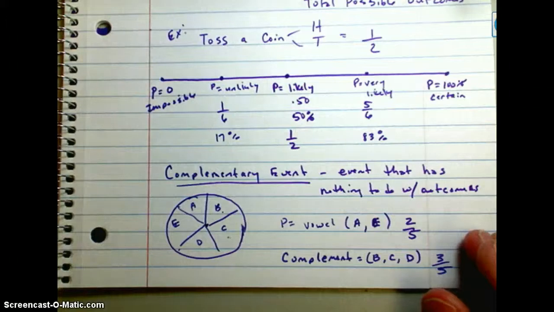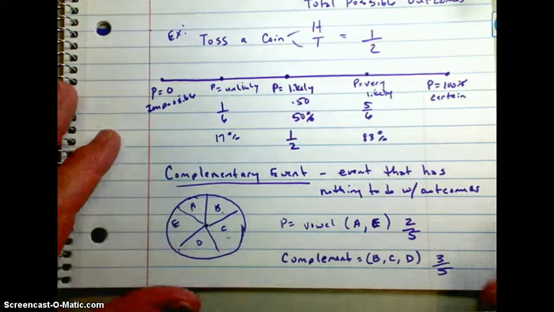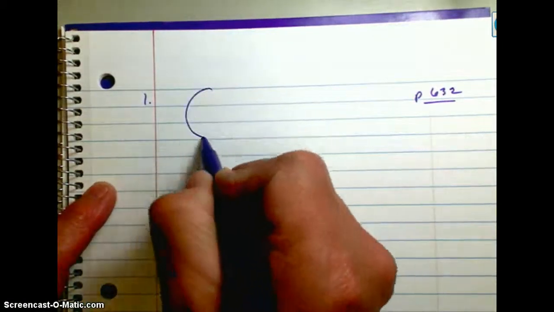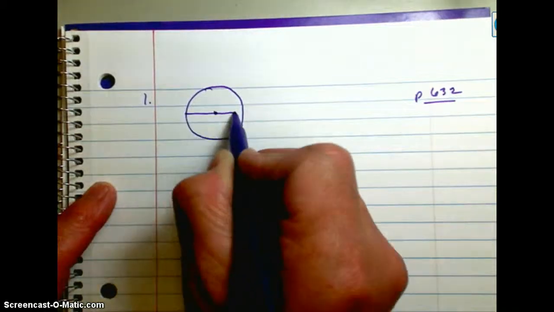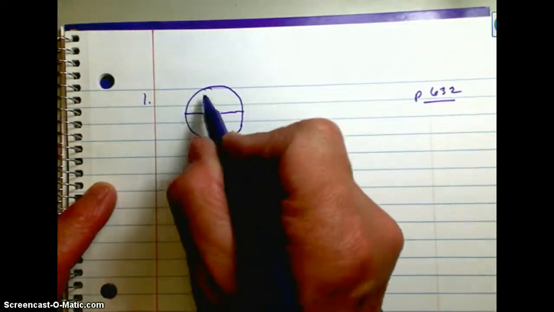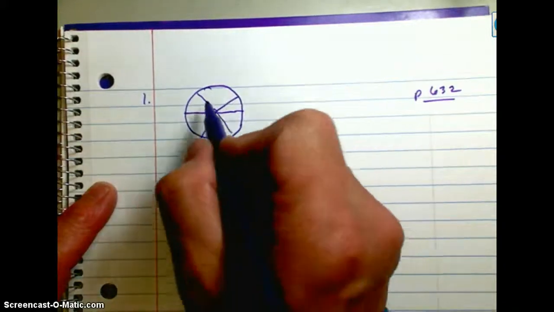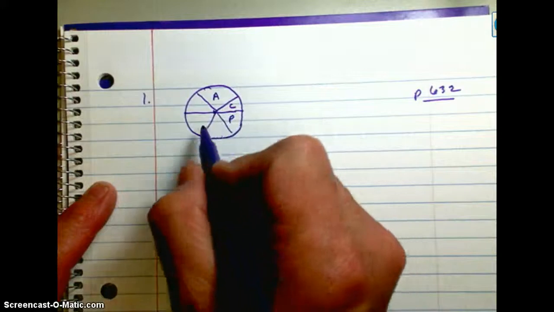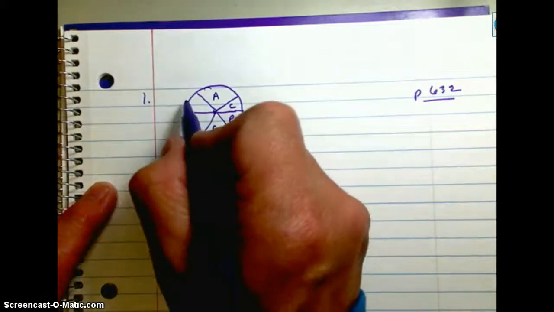Now let's go through an example. Let's go to page 632. So go ahead and turn there, page 632. And let's go just to number 1 down at the bottom of the page. We have a spinner. We want to list all the favorable outcomes for the given event. So number 1, we're spinning a vowel on the spinner. Now the spinner looks like this, and it's divided into 6 sections, and we have an A, a C, a P, an E, an R, and an O.